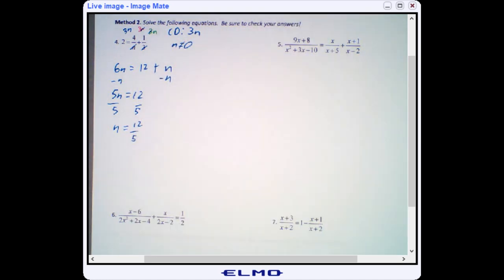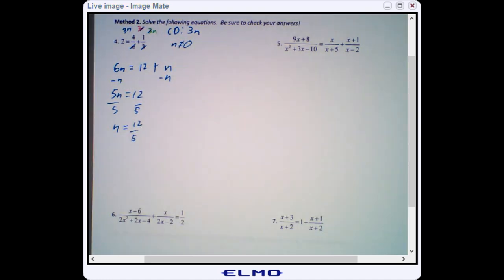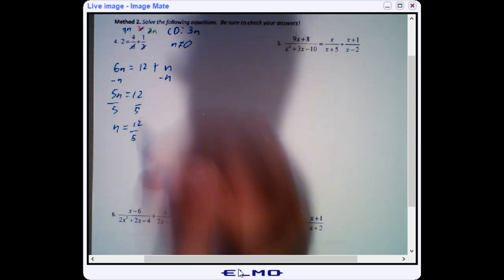And then I just have to check that. So that does check out, and that is my solution.